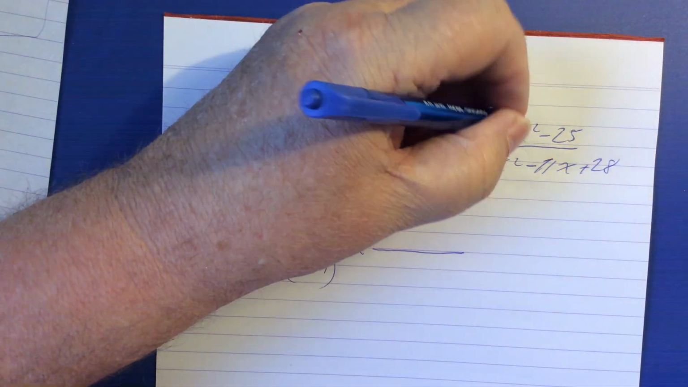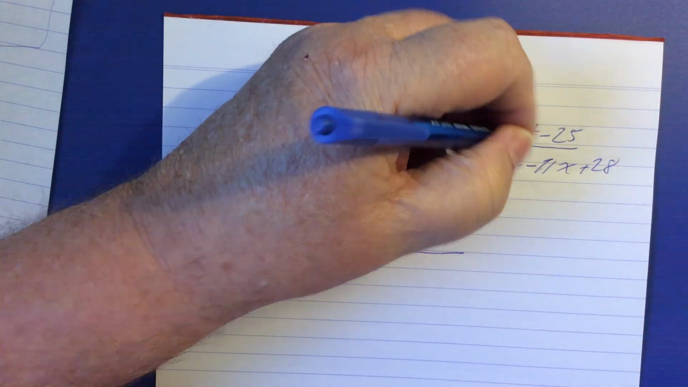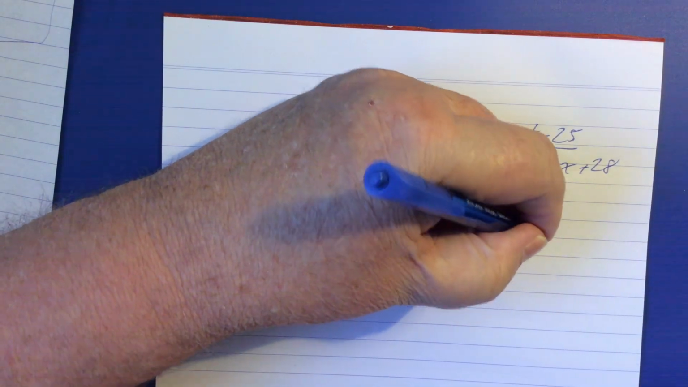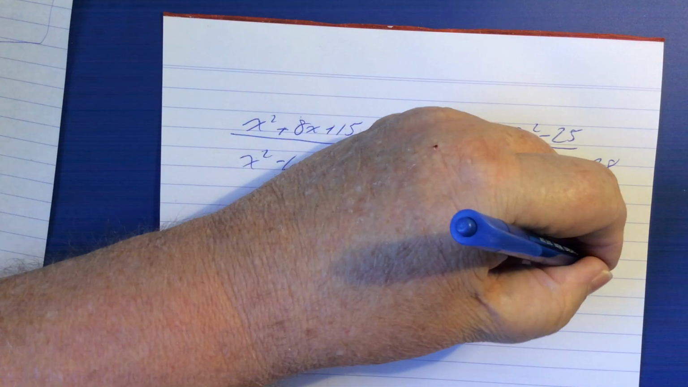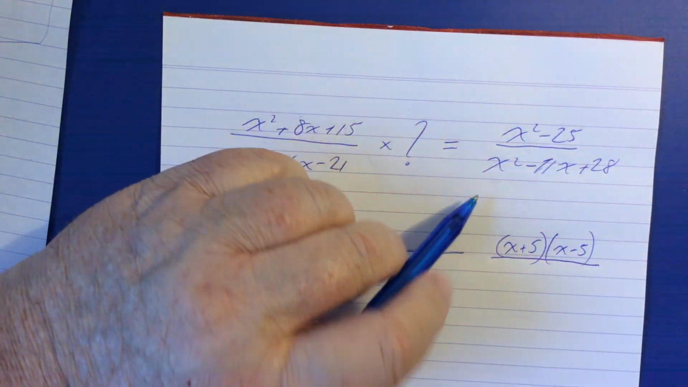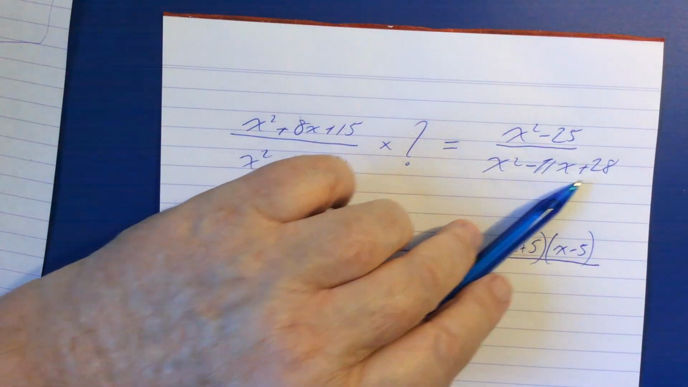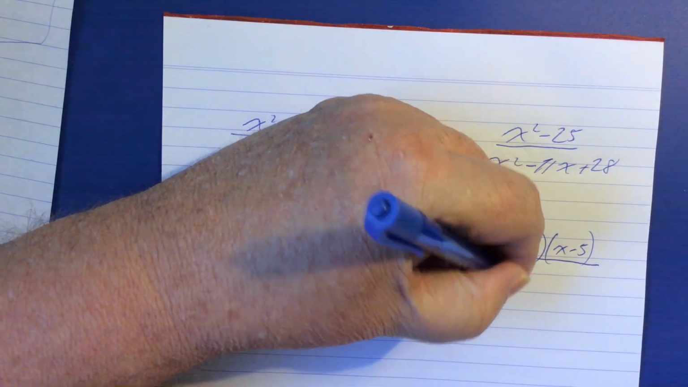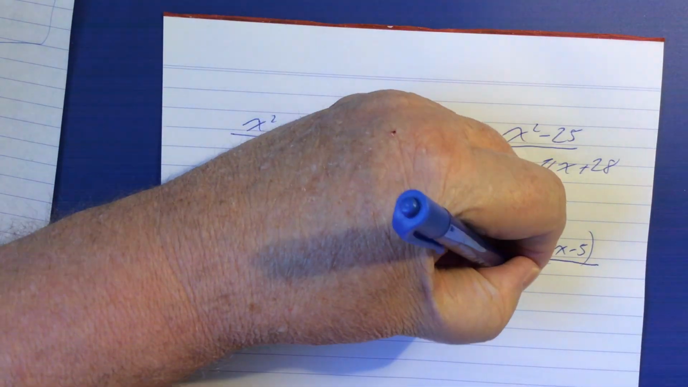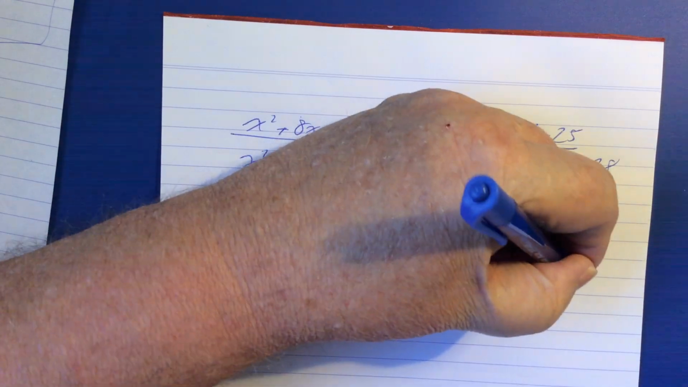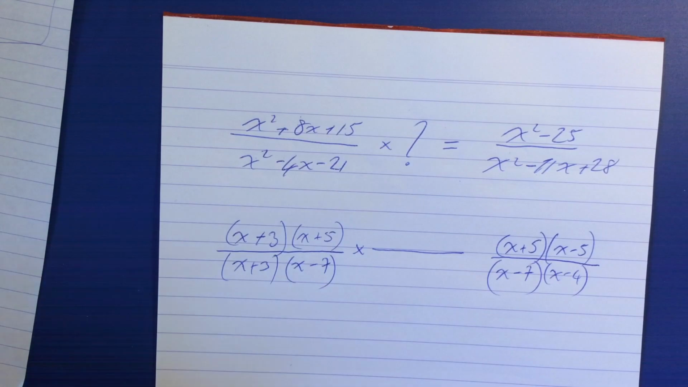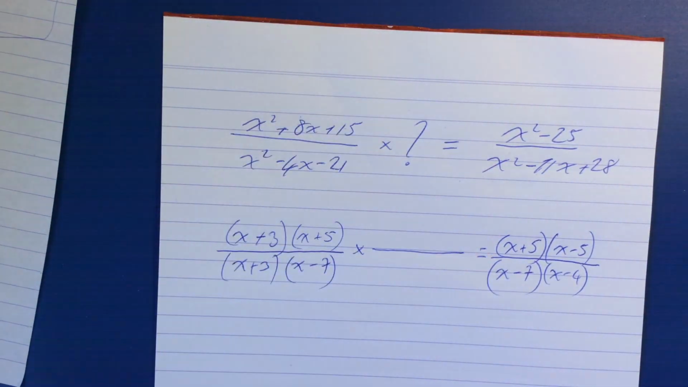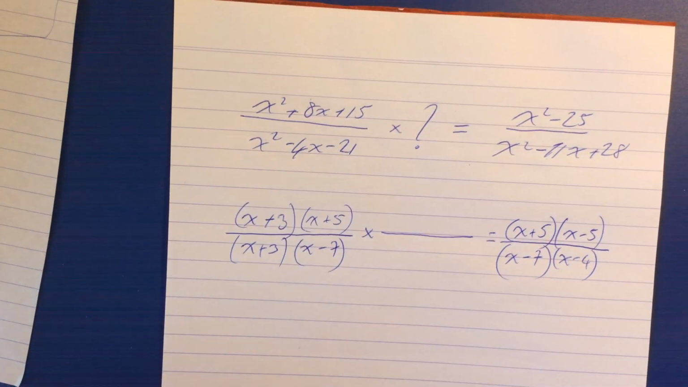equals, and let's take this one, this is the difference of two squares, so it is x plus 5 and x minus 5. And the factors of 28 that add to negative 11 are negative 7 and negative 4. Okay, so where do we go from here? Well, we do some thinking.